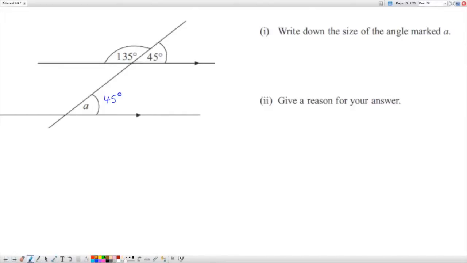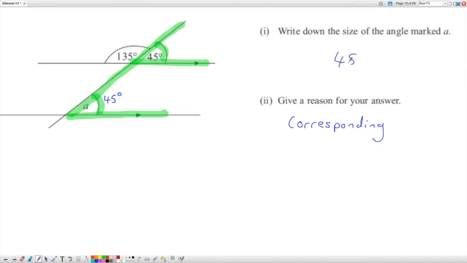We can see here that the shape we can make across the parallel lines is an F shape. And this tells us that this angle and this angle are equal. In mathematics, we call these corresponding angles. And corresponding angles are equal. So the value for A is the same as the angle here, 45 degrees.